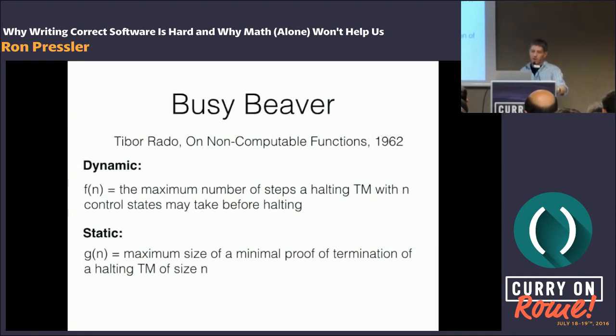By the way, while we can't compute f for all n, because that's what we just proved, we can compute it, or lower bounds for it, for some values. So for n equals 6, a program of just 6 instructions, assuming a 2-symbol alphabet for the Turing machine, f of n is greater than 7.4 times 10 to the 36,000.